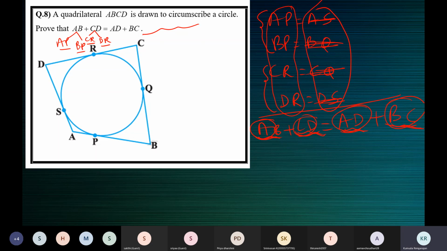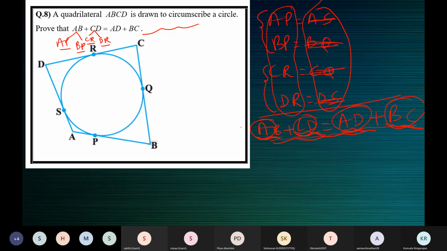And then you should show that ABCD is a rhombus. You must show that it's a rhombus. That is, the statement will be like this: prove that a parallelogram circumscribing a circle is a rhombus. So you should draw the figure like this and prove this result. This result is not asked to be proved, but you should prove this result. And then in this result, you should continue.